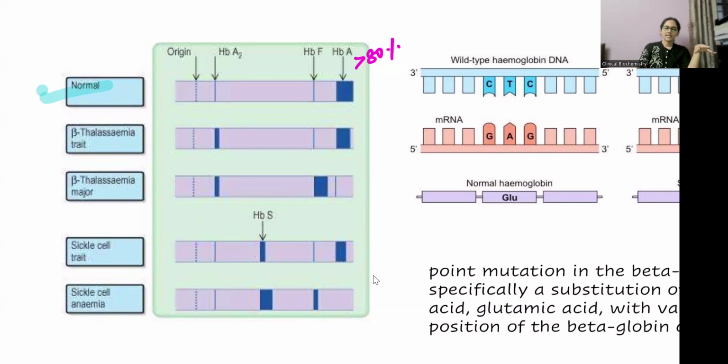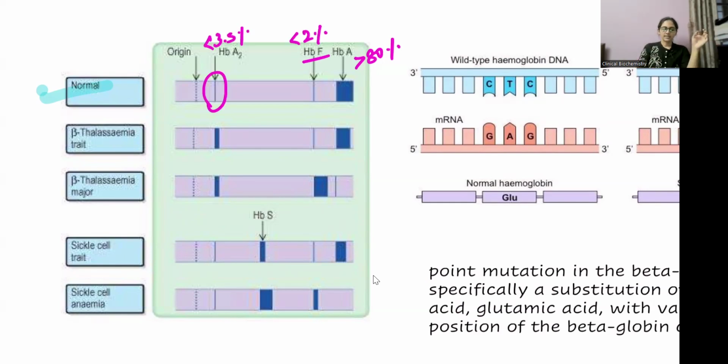And you also have the HbF fraction that is just before the HbA, and it should be less than 2% normally. And the HbA2 fraction should be less than 3.5%. Okay, this is in a normal individual. That's how it is going to be present.